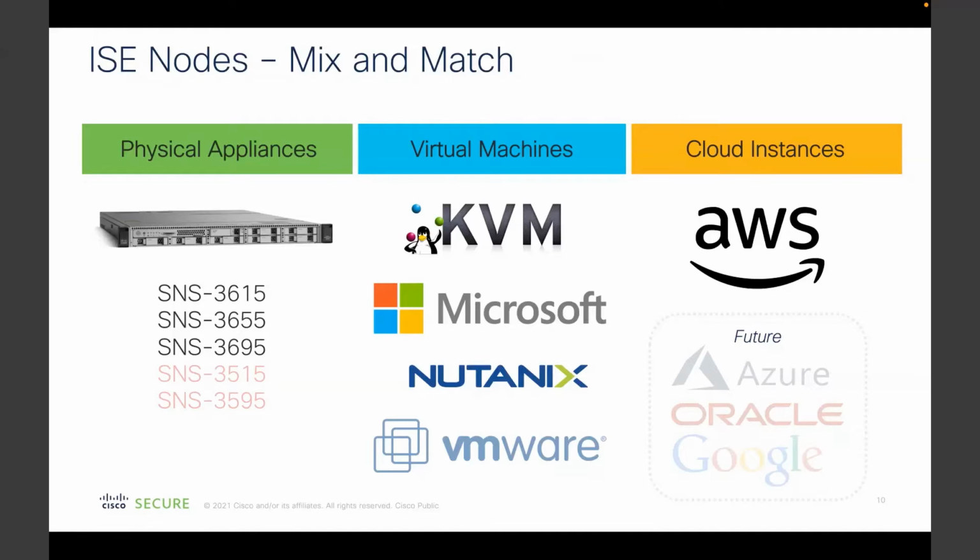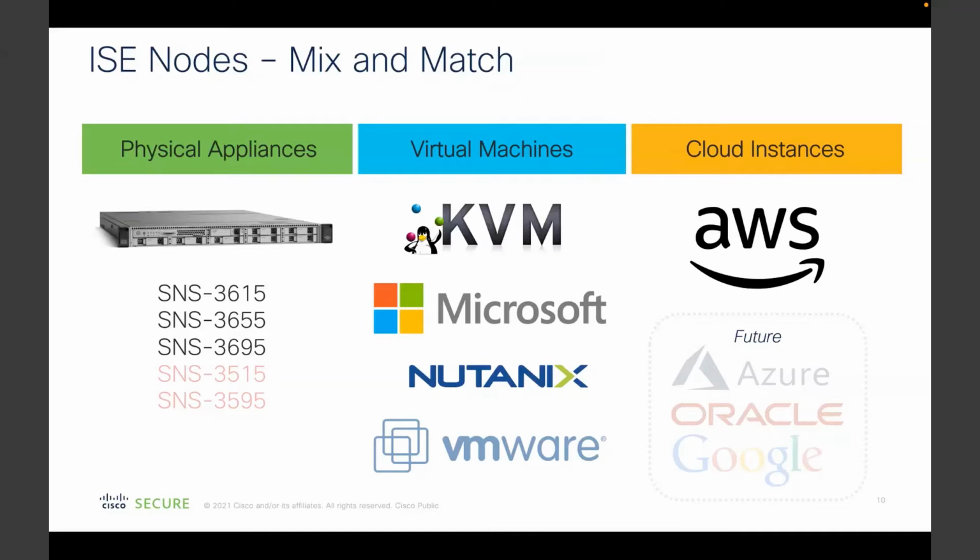And the idea here is that we want to allow you the flexibility of using virtual machines, but we just want to make sure that the virtual machine resourcing matches the performance of the SNS appliances, the small, medium, and large, the 3615, 3655, and 3695, because that helps us make sure that you have the same amount of resources, and the amount of scale and performance is predictable, and that's really important. And we'll get into some more performance issues with virtual machines a little bit later.